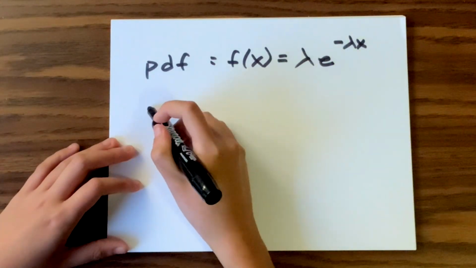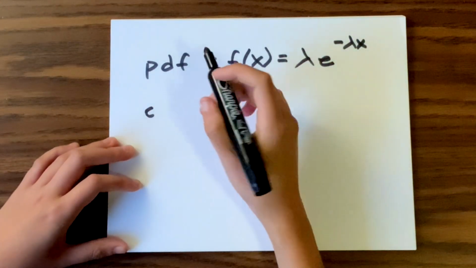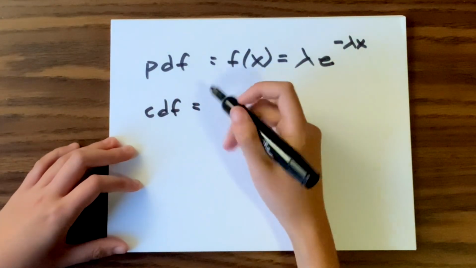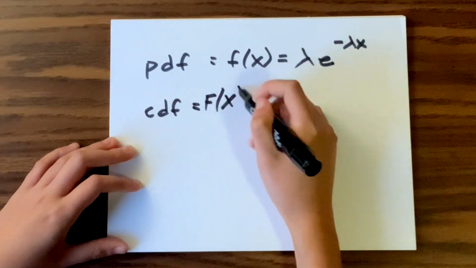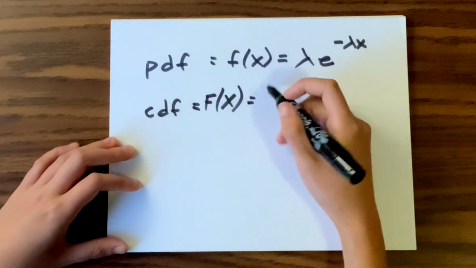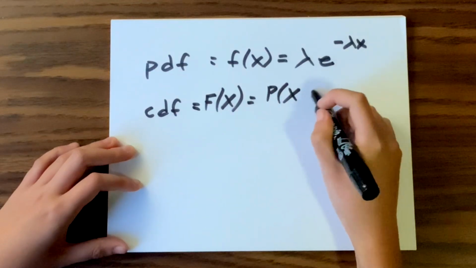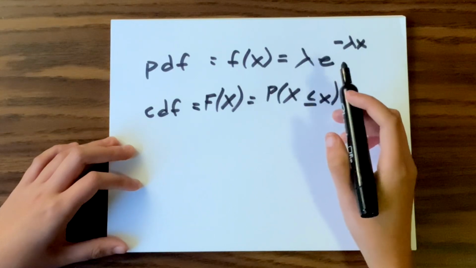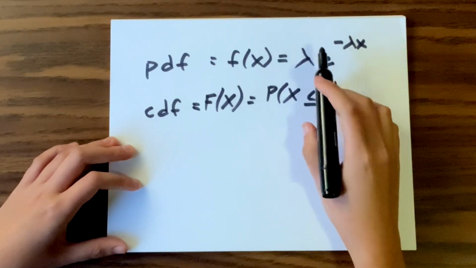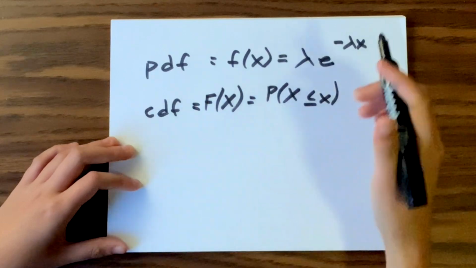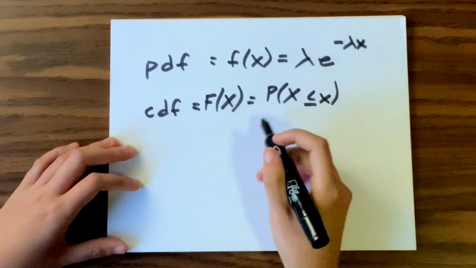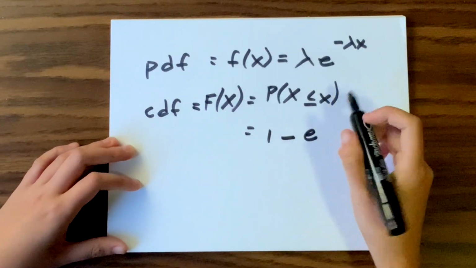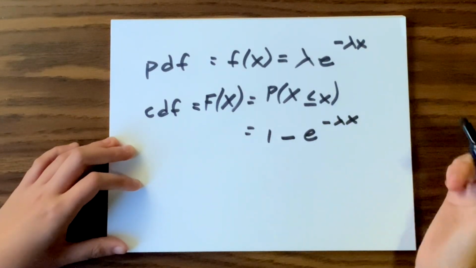And for the CDF, our cumulative distribution function, it can be represented by a big F of x, which is equal to the probability of our random variable X being less than or equal to some value x. If we recall the relationship between our PDF and CDF, we can derive our CDF as being equal to 1 minus e to the negative lambda times x.